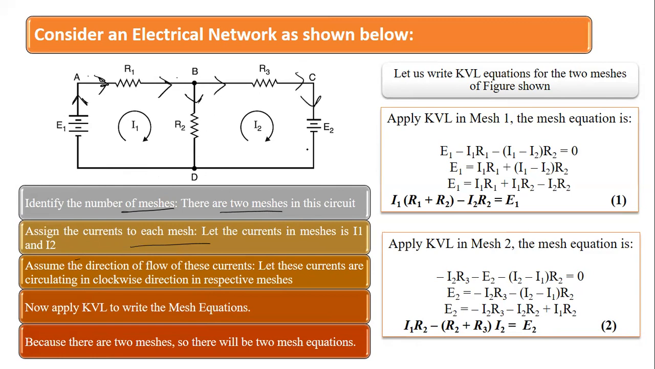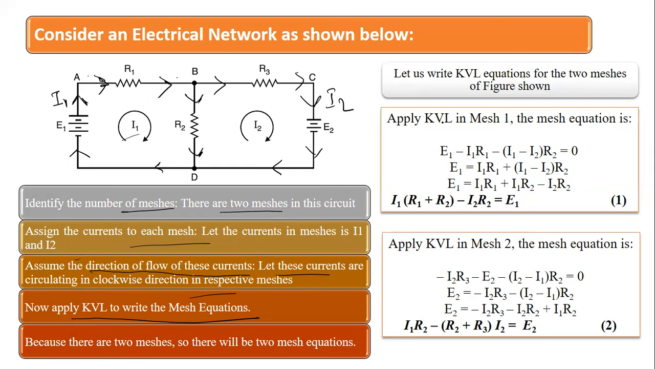So direction could be taken in any way. That is totally up to you. So this current is nothing but I1 basically, and this current is I2. But this current will not have I1. This will have either I1 minus I2 or I2 minus I1. Means some net current will be there, right? So the first thing is identify the number of meshes, assign some current, assume some direction of these currents, right? And then we'll write the KVL equation of these two meshes.